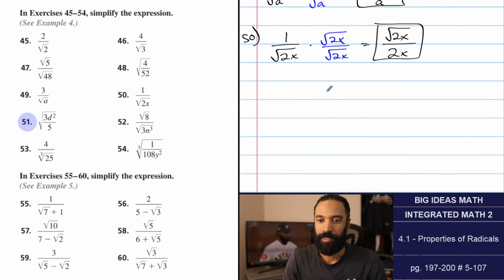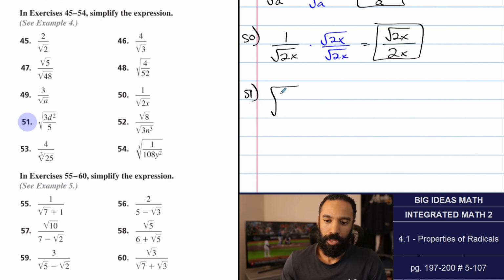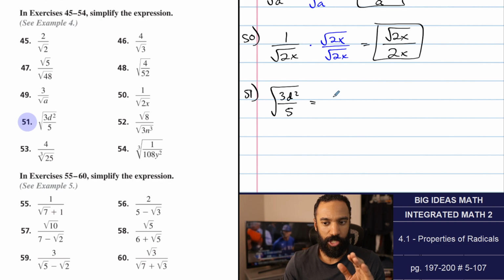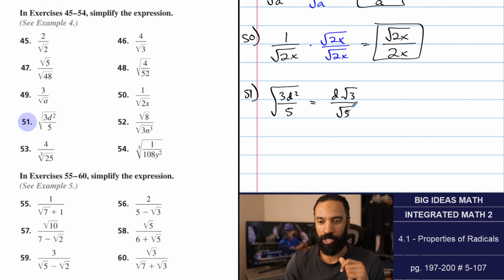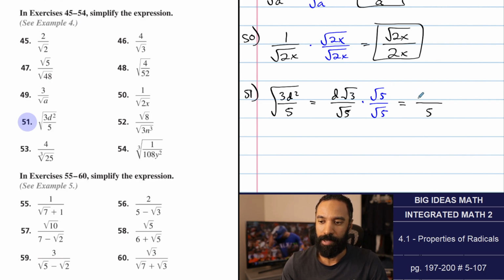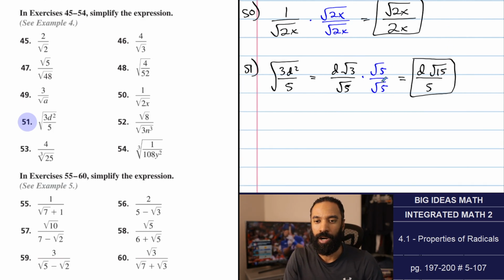Number 51. Root 3d squared over 5. Okay. Splitting up the radical, I can take the square root of d squared to get d. I cannot take the square root of 3, so I'm good there. Square root of 5 is where the rationalization is going to happen. So we're going to multiply top and bottom by root 5. Root 5 times root 5 is 5, and root 3 times root 5 is root 15. There's still a d on the outside. That did not change. Root 15 cannot simplify further, so we are finished.